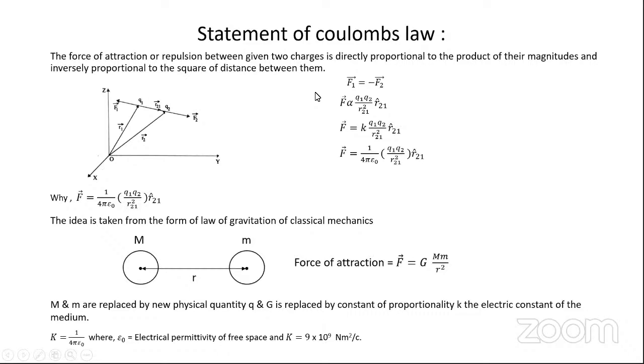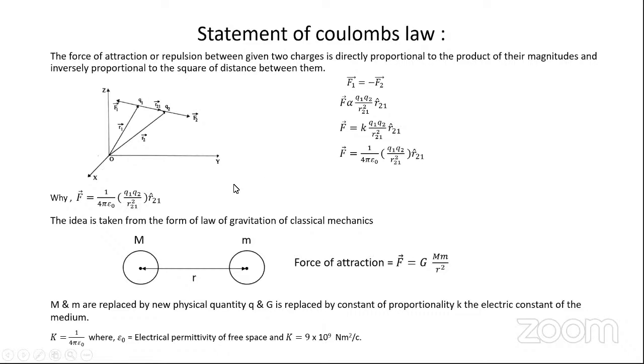This proportionality should have proportionality. So here also we are having F is equal to 1 upon 4 pi epsilon 0 q1 q2 divided by r21 square. But here we got the formula for force of attraction and repulsion. But we should think, or we should say something about why it is so.